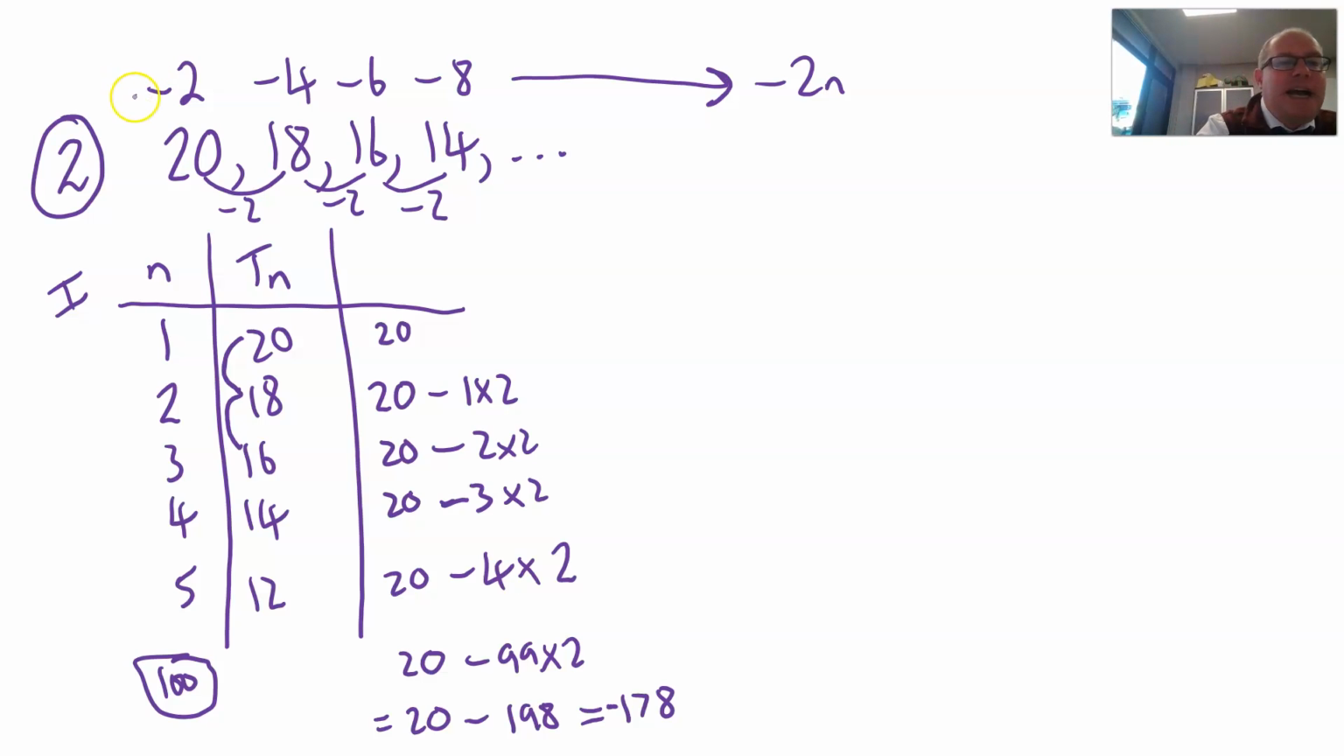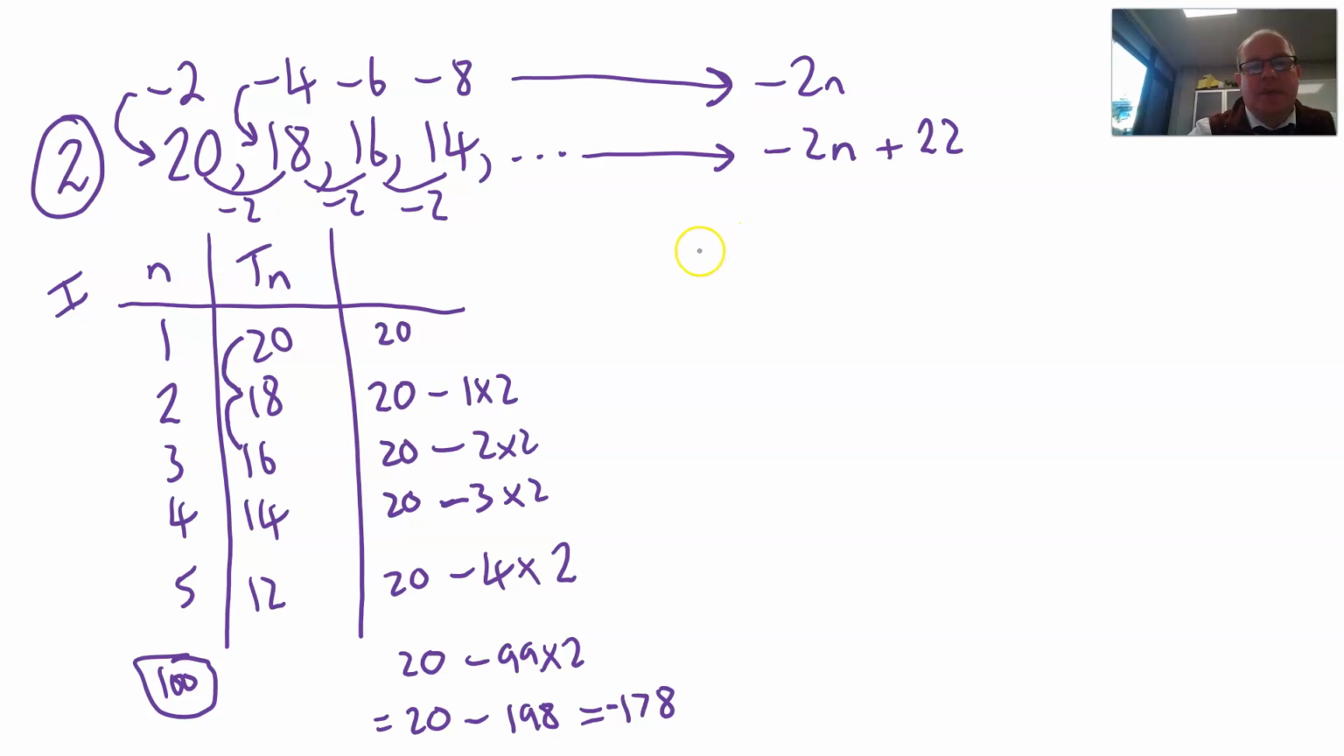But what do you have to add to minus 2 to get to 20? What do you have to add to get from minus 4 to 18? Because our sequence is bigger than the minus 2 times table. And I'm sure you've guessed it, it's 22 bigger. So minus 2 add 22 gives me 20. Minus 4 add 22 gives me 18. So this formula is times the term number by minus 2 and add 22.